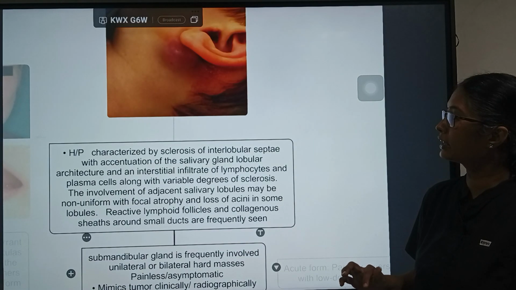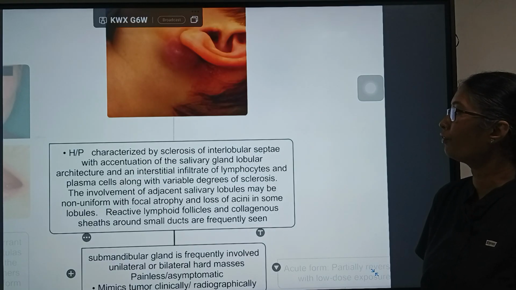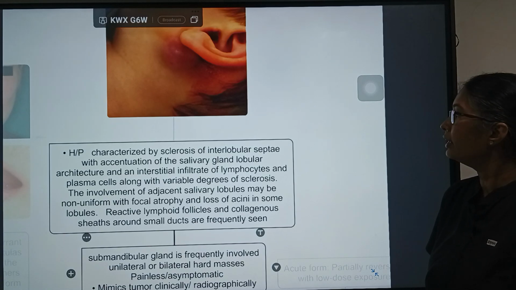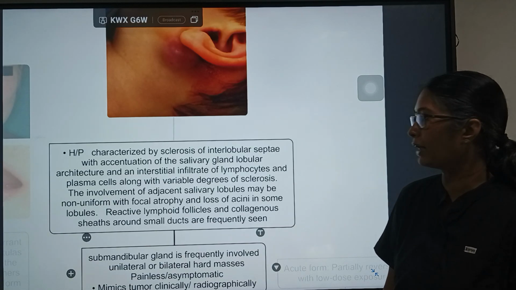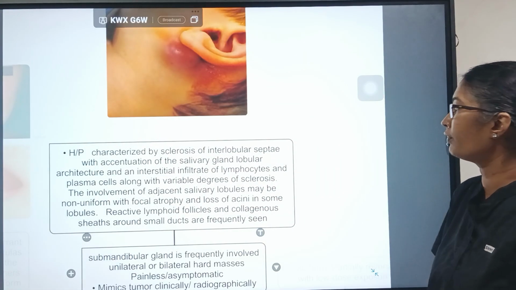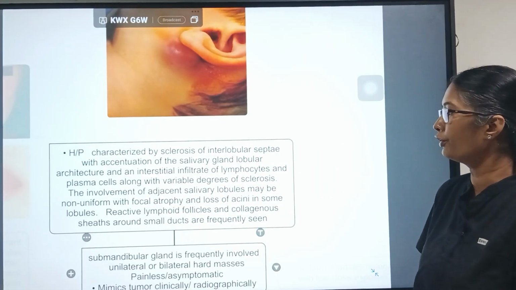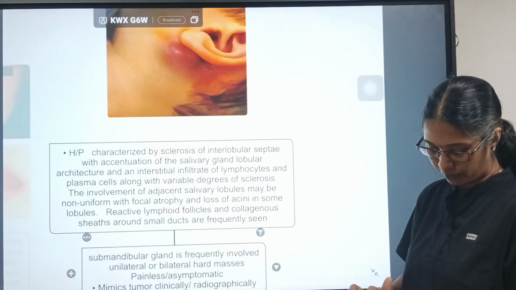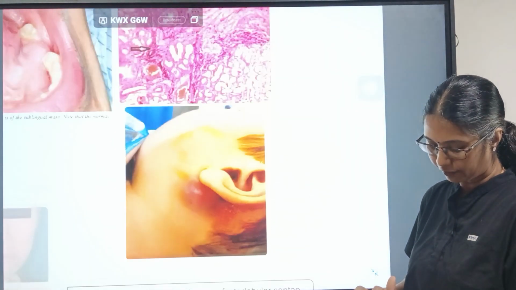Histopathologically, it is characterized by sclerosis of interlobular septae with accentuation of salivary gland lobular architecture and an interstitial infiltrate of lymphocytes and plasma cells, along with various degrees of sclerosis. The involvement of adjacent salivary lobules may be non-uniform, with focal atrophy and loss of acini in some lobules. Reactive lymphoid follicles and collagenous sheets around the small ducts are frequently seen.